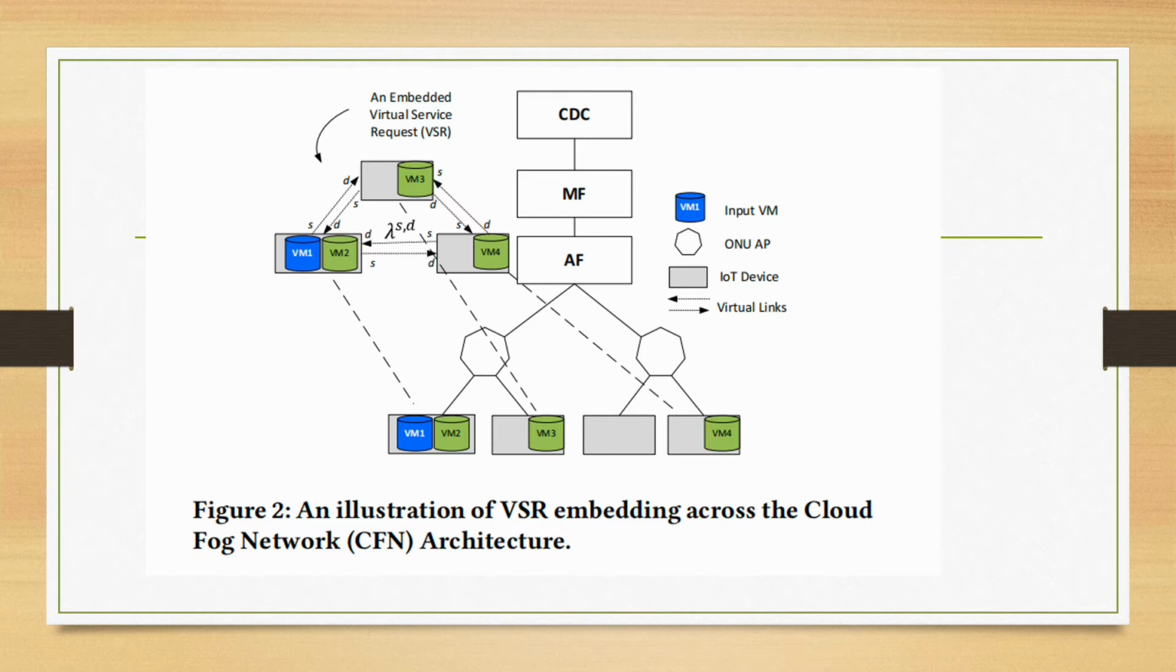We can see that the virtual machine is a directed graph, and the VSR is represented as a directed graph. It clearly shows the key variables used to establish virtual links to achieve the inter-virtual machine communication.